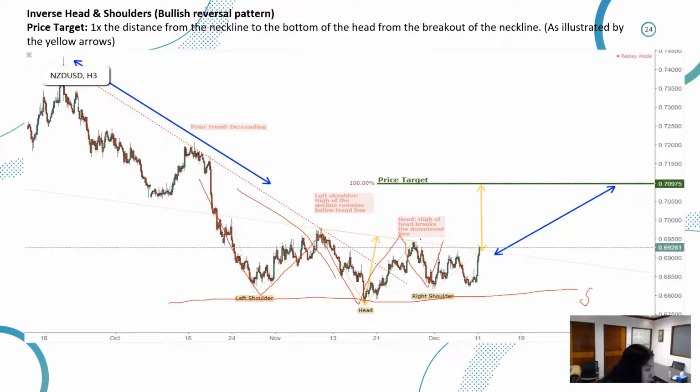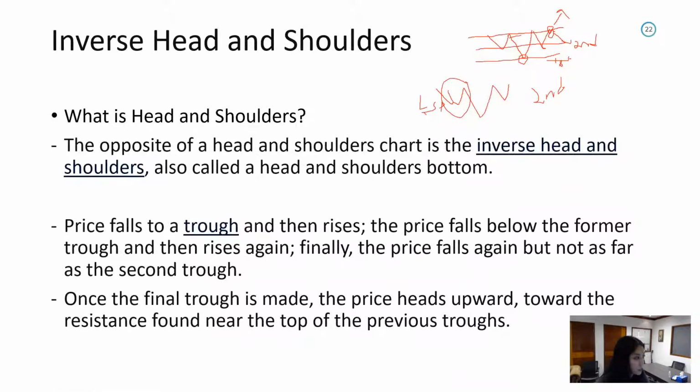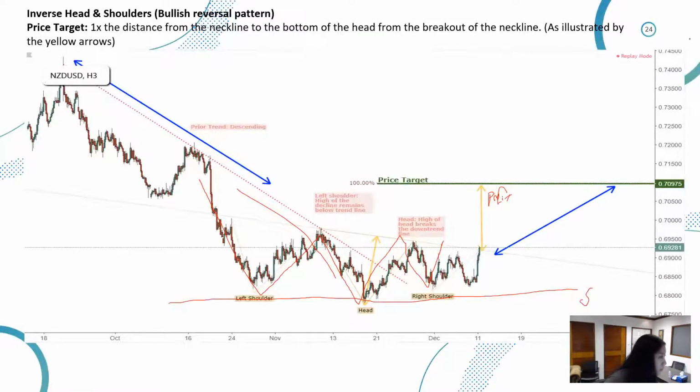So once it bounced off and passed through this neckline, as you can see, that's the profit area. This is the profit area. So you take profit around here.